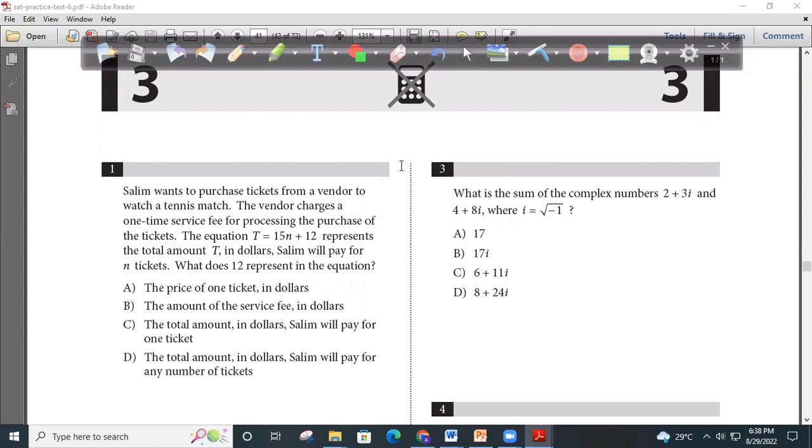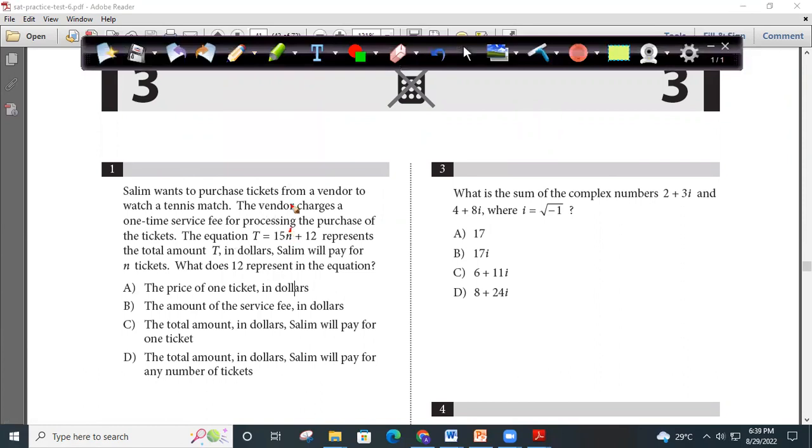Others, just read the question. Read the question, Harshil, once. What is the price of one ticket? Price of one ticket means the value of T when N is equal to 1, 15 plus 12, which is 27. But I'm not asking what is the meaning of 27, I'm asking what is the meaning of 12. So definitely A for Agra is a wrong answer.